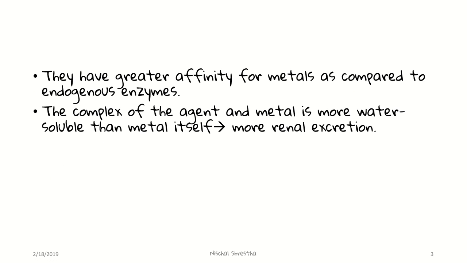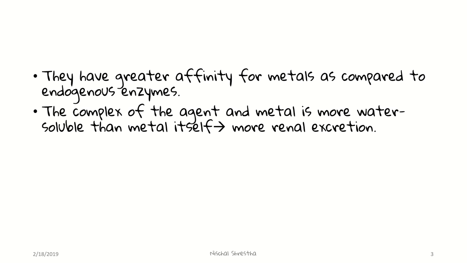These chelating agents have greater affinity for the metals as compared to the enzymes in the body. Means for the metals, this chelating agent combines more efficiently than the enzymes in our body. That's why it stops a further process of poisoning. The complex that is formed after the agent combines with the metal is a more stable compound, and it is more water soluble, so it is easier for our body to excrete the complex.